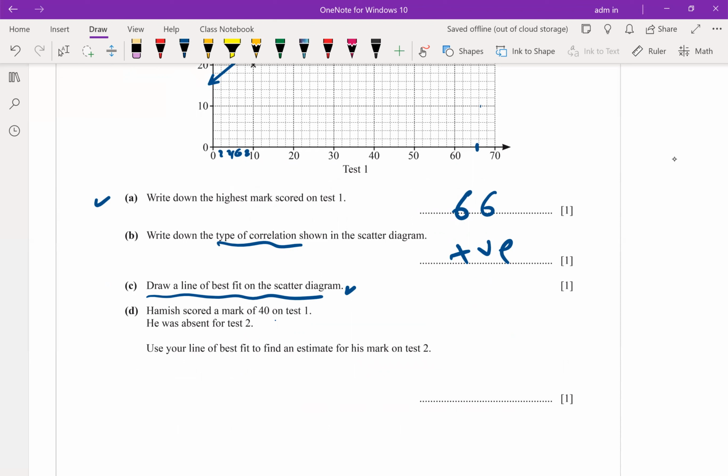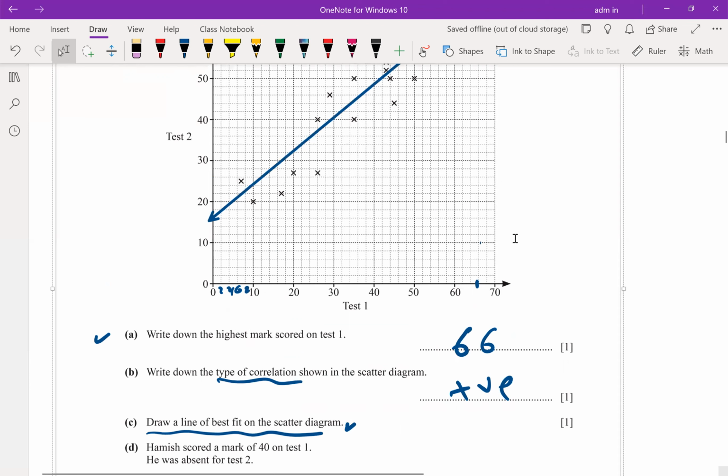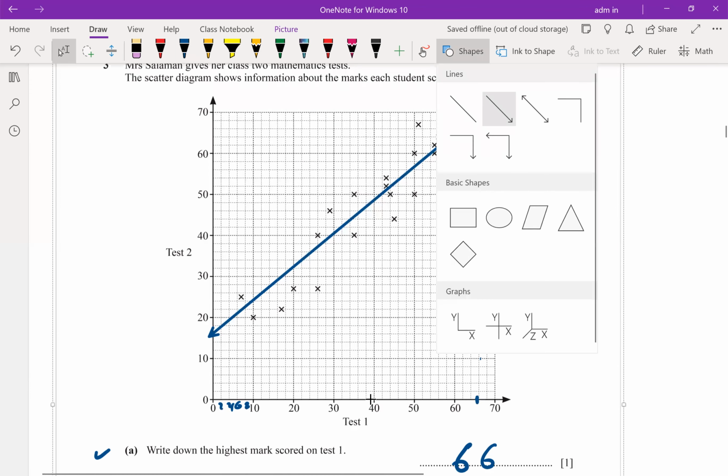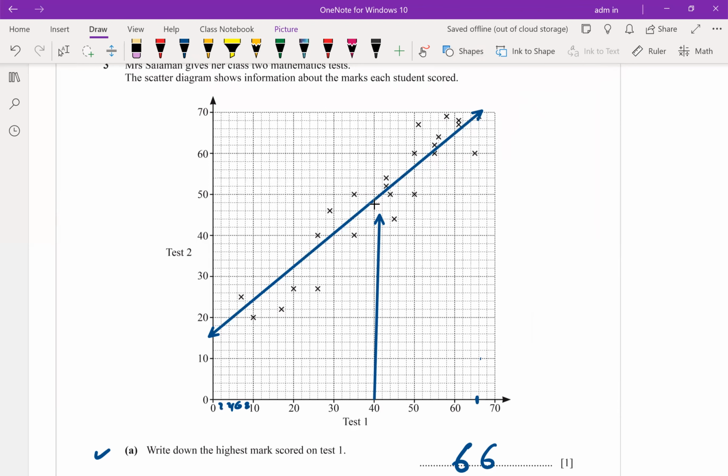40 in the first test. Where is 40 in the first test? There is one student who has test 1 of 40. This is test 1. How do we estimate the second test?